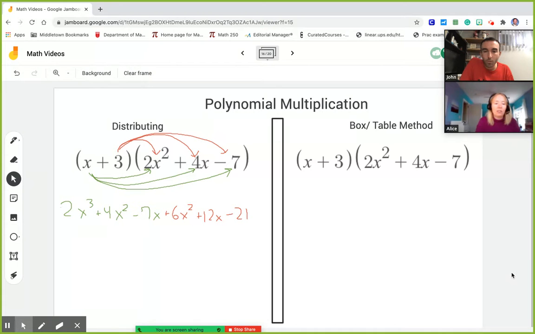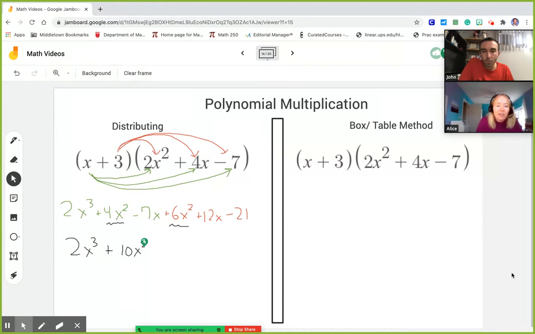So what I'm going to do is look along this row. I see 2x to the third, and I scan down, and I don't see any other terms with x to the third in it. So that means my final answer is going to contain 2x to the third. Now I'm looking at this 4x squared. I scan to look for any other x squared terms, and there's one. So 4x squared plus 6x squared is going to give me 10x squared.